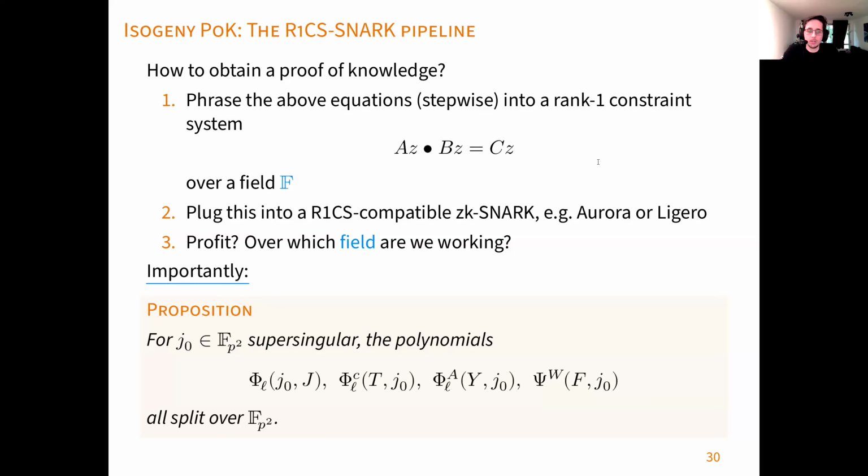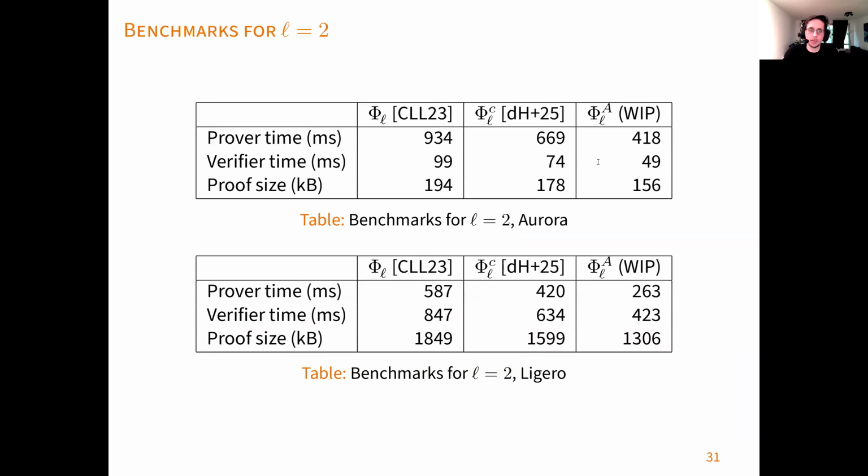So now that we have understood this, let's see how we can actually use these to gain something. For this, I have brought some benchmarks for L equals 2. And using this classical modular polynomial with this rank 1 constraint system approach was an idea originally due to Kunzweiler and Levin. And this is the first column of these two tables that I show. So we see the prover time of about 1000 milliseconds in the first table, verifier time of about 100 milliseconds, and proof size of about 200 kilobytes.